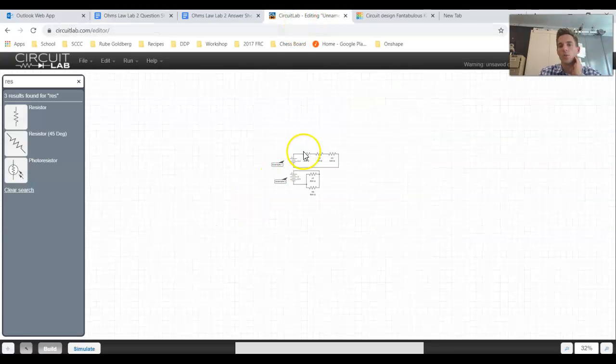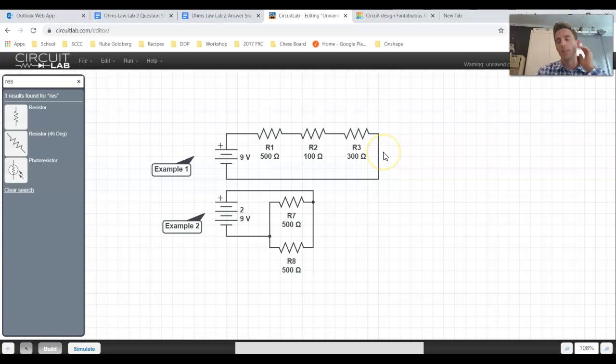I've created two separate examples here for us to follow along with. One is series, one is parallel. Okay, so in series here, first I'm going to calculate my E, my I, and my R.